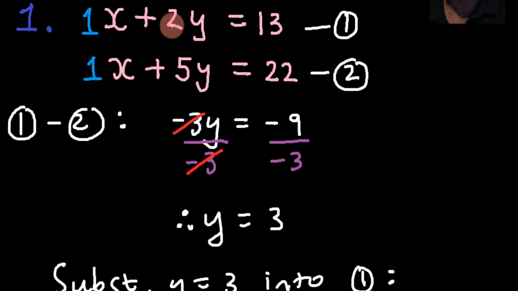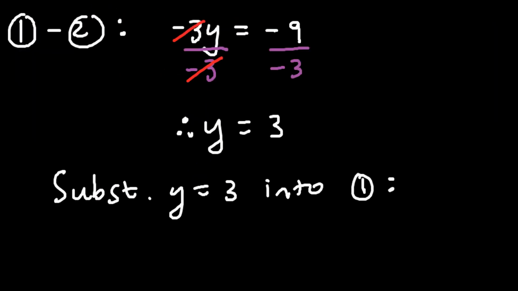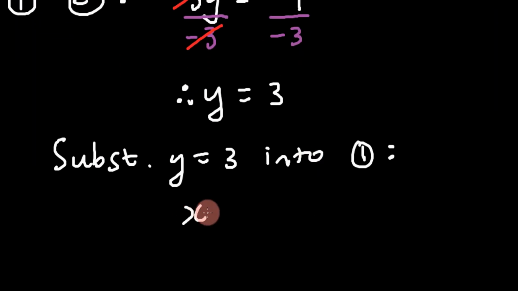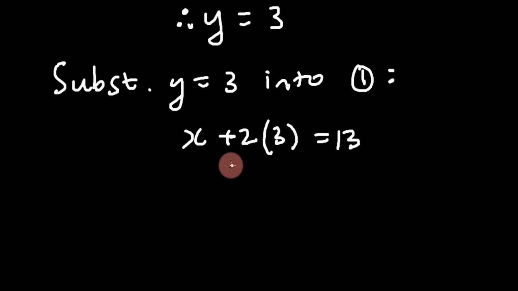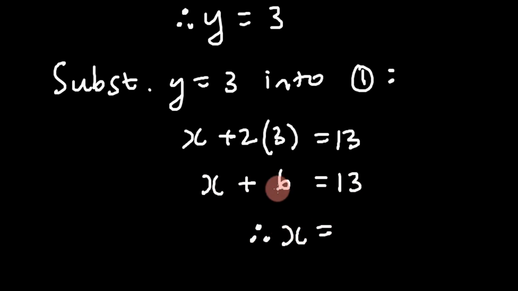We have x plus 2y is 13. So that means that x plus 2 times 3 is 13. And here we can solve for x. So we can take the 6 to the right-hand side, and 13 minus 6 is 7. So we have the values for both x and y.